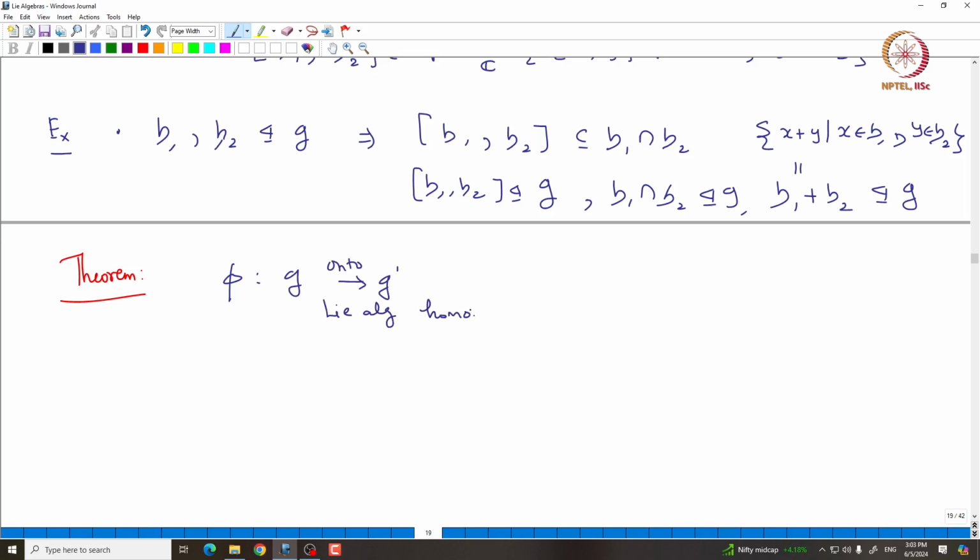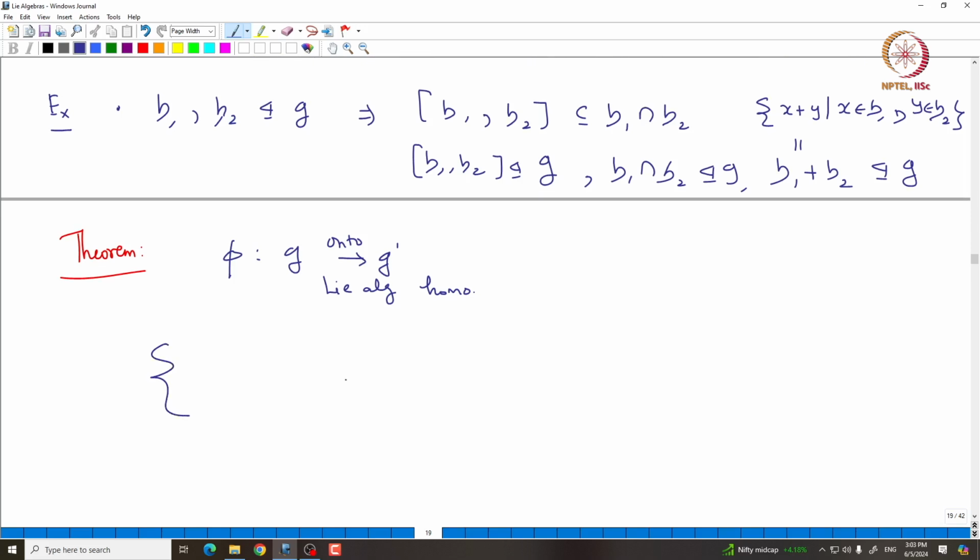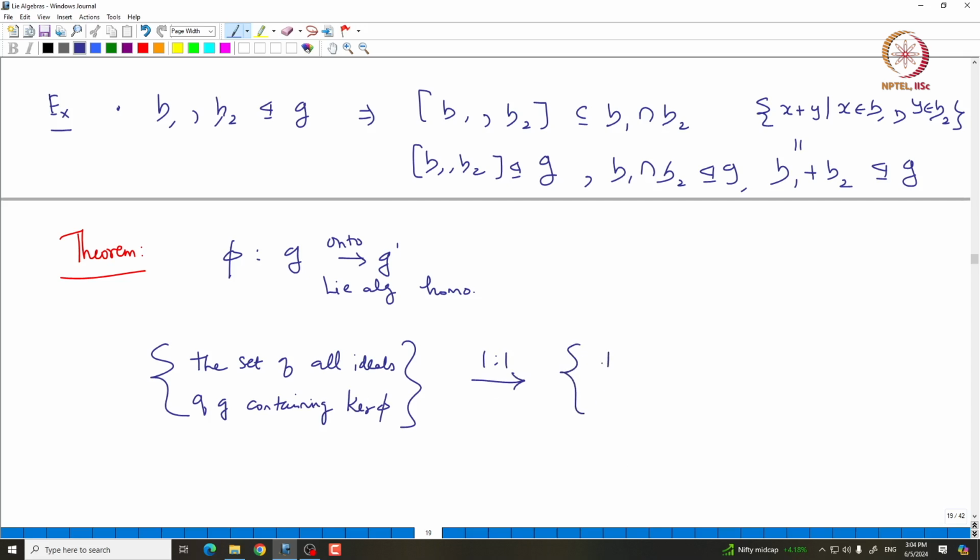Then using this map pi, one can define the following bijection between the ideals of G containing the kernel and the ideals of the image. What are the sets? You take the set of all ideals of G containing the kernel of pi, and you define a one-to-one correspondence between this set and the set of all ideals of pi of G, which is G dash.